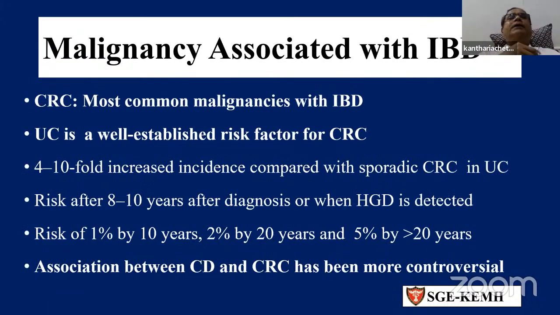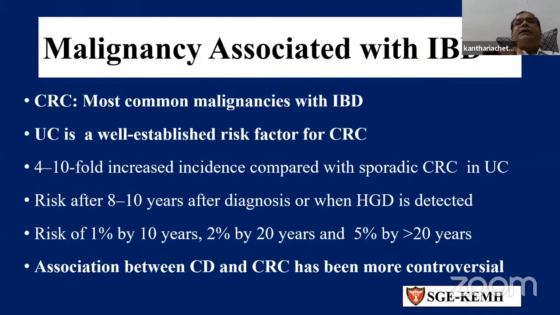We all know that colorectal carcinoma is one of the most common malignancies associated with inflammatory bowel disease. Ulcerative colitis is a well-established risk factor for CRC. Its incidence is 4 to 10 times more as compared to sporadic CRC. The risk increases after 8 to 10 years of diagnosis or following diagnosis of high-grade dysplasia. The risk at the end of 10 years is around 1%, 2% at the end of 20 years, and after 20 years, it is around 5%.